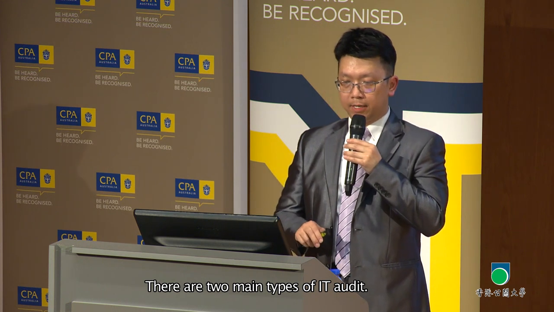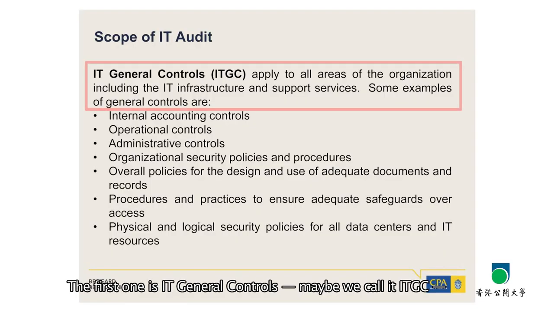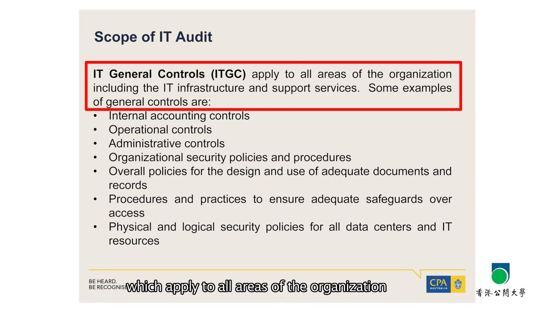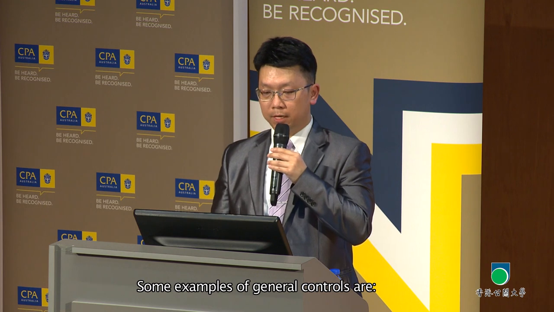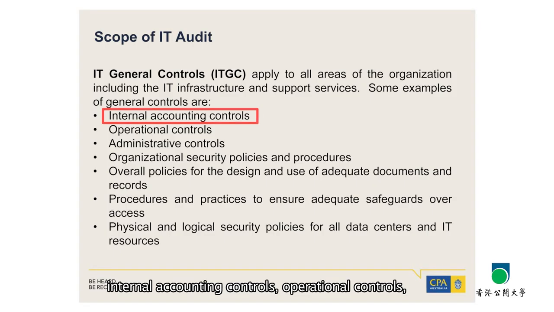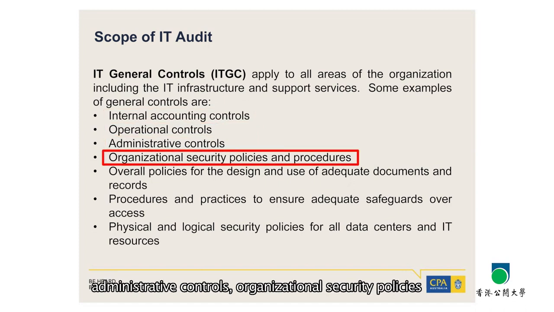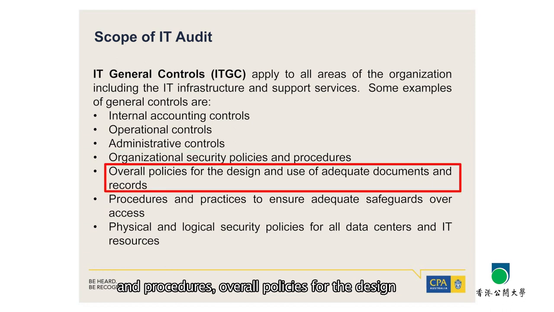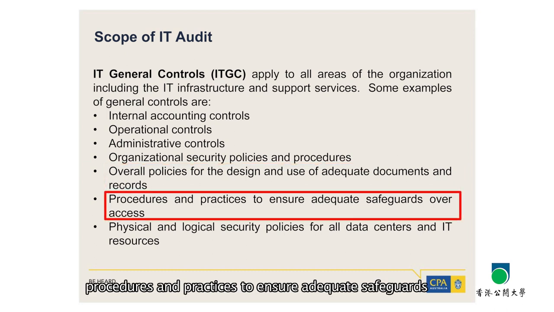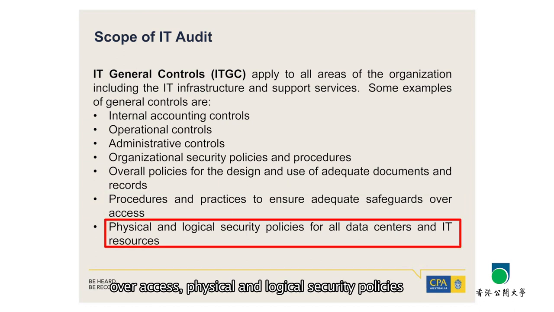There are two main types of IT audit. The first one is IT general controls, maybe we call it ITGC, which apply to all areas of the organization, including the IT infrastructure and support services. Some examples of general controls are internal accounting controls, operational controls, administrative controls, organizational security policies and procedures, overall policies for the design and use of adequate documents and records, procedures and practices to ensure adequate safeguards over assets, physical and logical security policies for all data centers and IT resources.